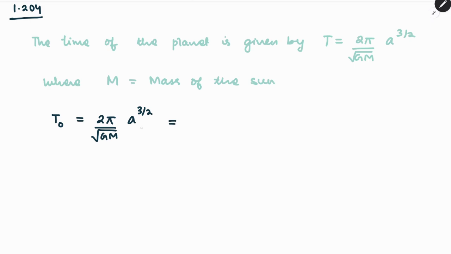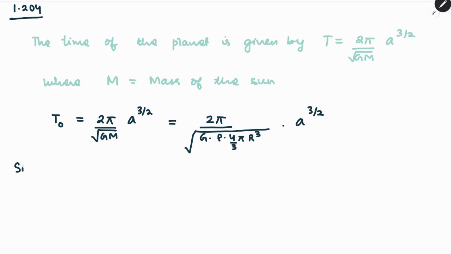So over here I am putting mass as density into volume, so we write it as 2 pi root over GM, then instead of mass we write density into volume, so we write G density into 4 by 3 pi R cube, where over here capital R is standing for the radius of the sun, and A is the length of the semi major axis to the power 3 by 2.